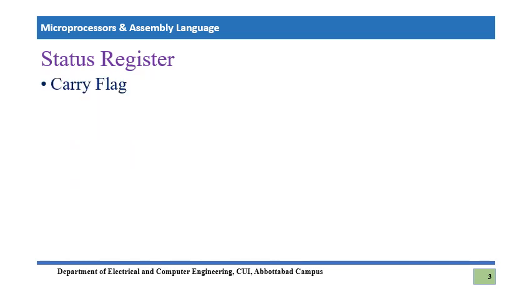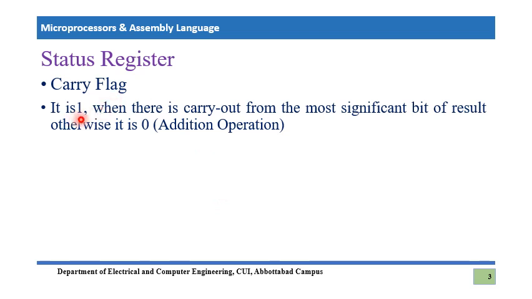In this slide we are going to discuss the very first bit of the status register, and that is the carry flag. It is equal to 1 when there is a carry out from the most significant bit of the result, and otherwise it remains 0. This particular definition is valid for the addition operation. We will deal with another report given by the carry flag during the subtraction operation in the next slide. In this slide we are just focusing on the addition operation.